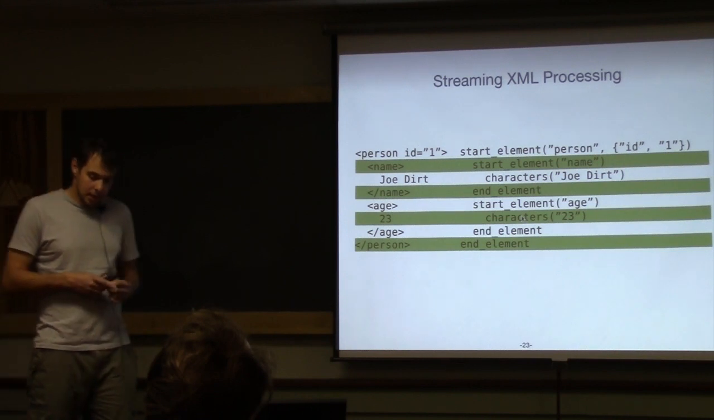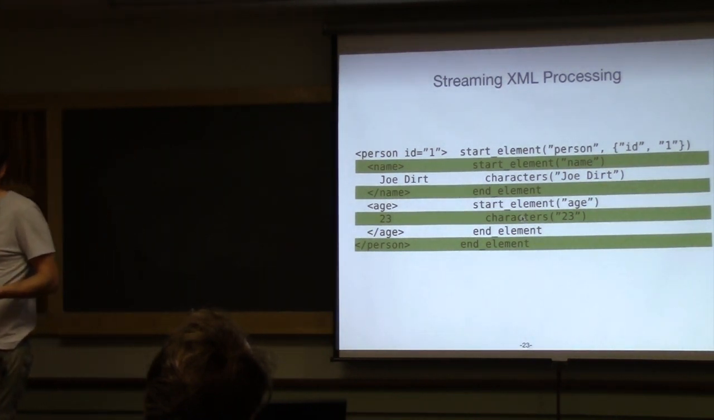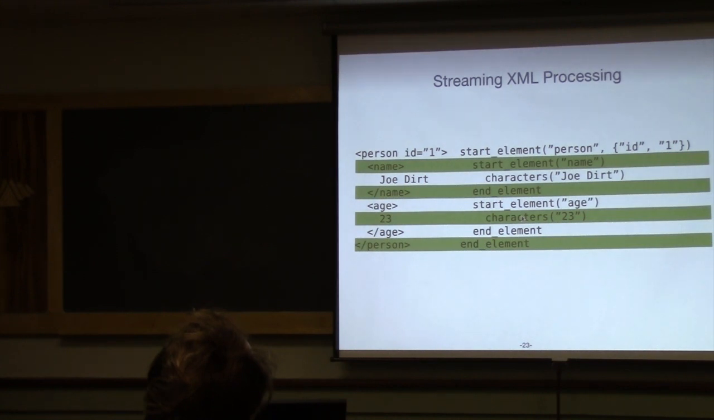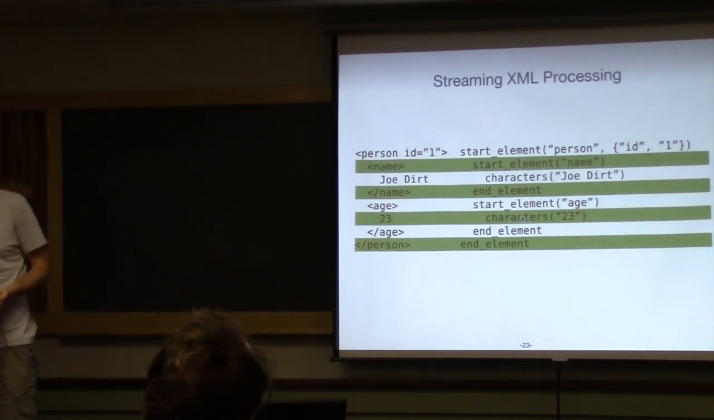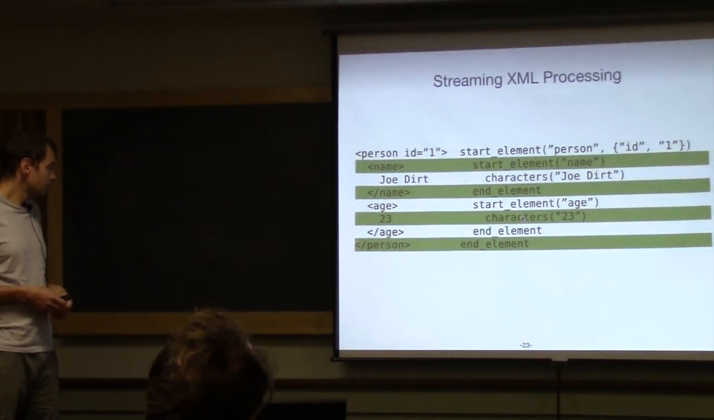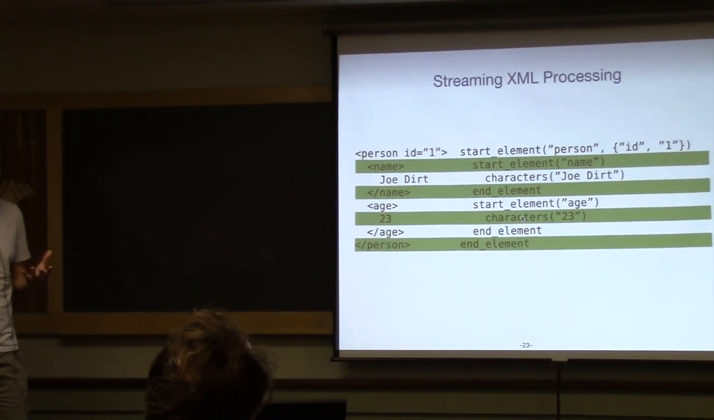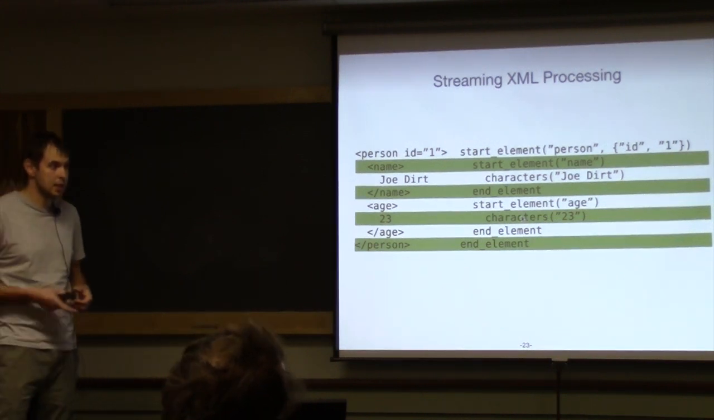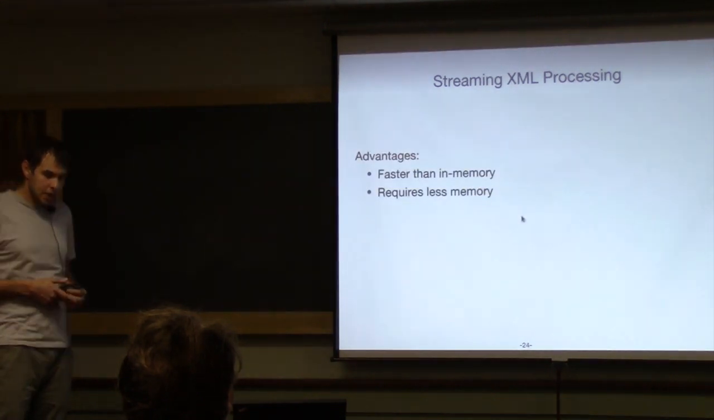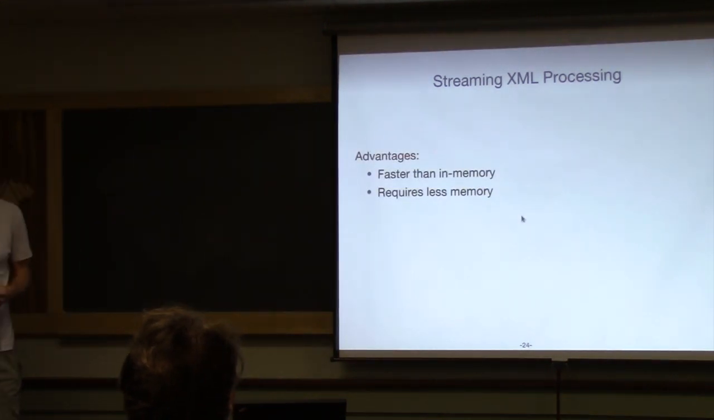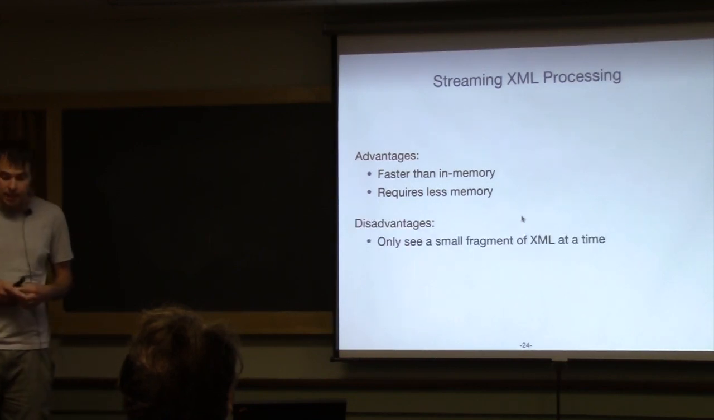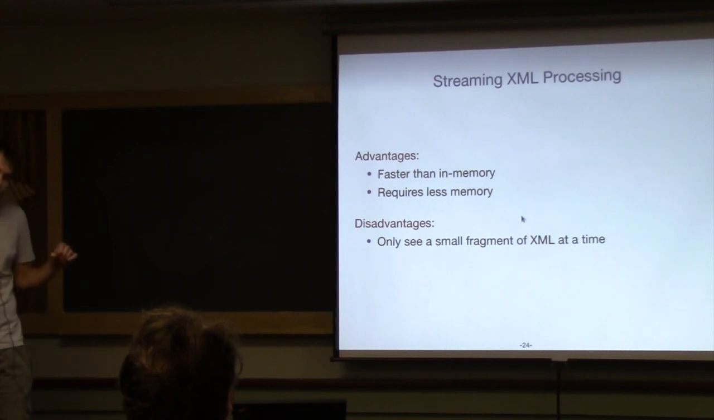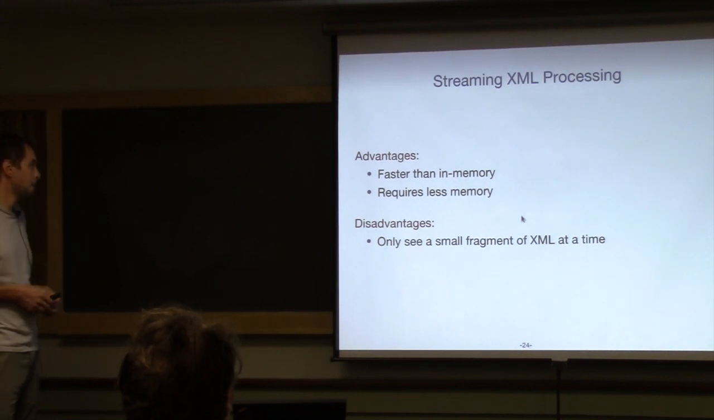So the alternative model is streaming. When the document is being parsed, the application receives the data as a series of parsing events, such as start element, attributes, text, end element, and so on. Similarly, during serialization, the application delivers the document as a series of elements, attributes, and text. The streaming approach is usually significantly faster and requires a lot less memory than the in-memory model. Its main disadvantage is that we only see a small portion of the data at a time. As a result, we often have to cache some of it for later processing.